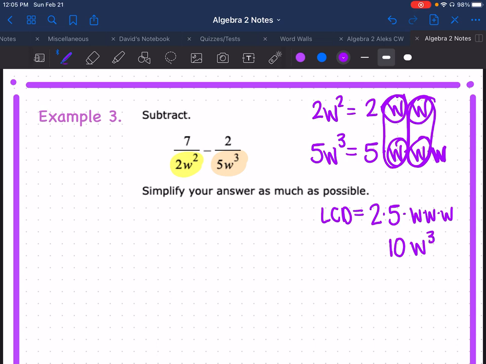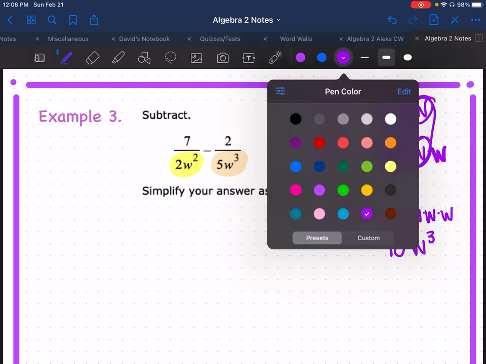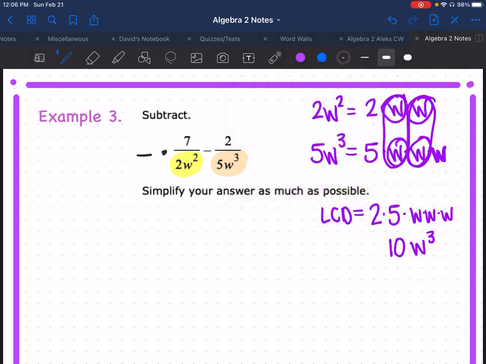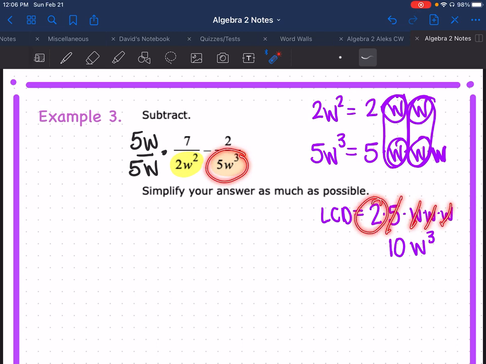All right, let's go ahead and take a look at what we need to multiply each side by. So remember, you're just looking at what you have and you can cross it out. I need a 5 and I need a W to get to the 10W cubed. So I need a 5 and I need a W. What I do to the bottom, I have to do to the top. Let's take a look at our second one. I have the 5 and I have all 3 W's. I just need the 2 to get to the 10W cubed.